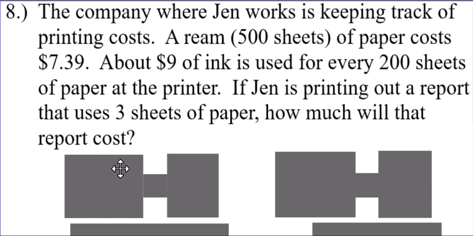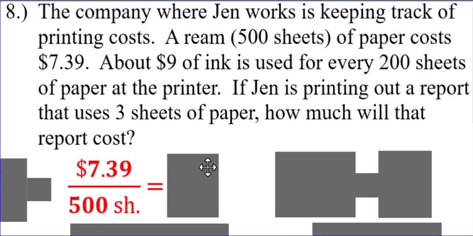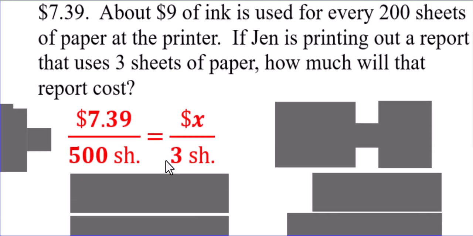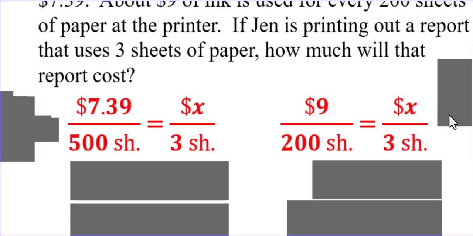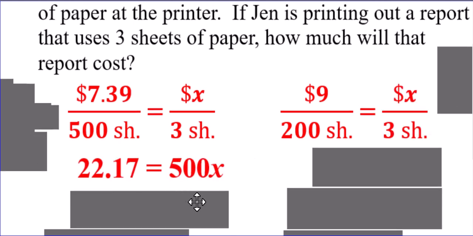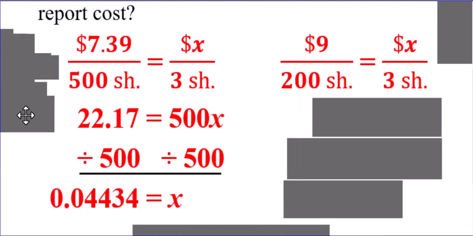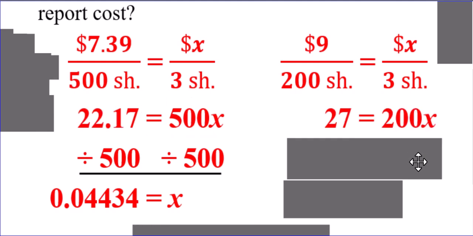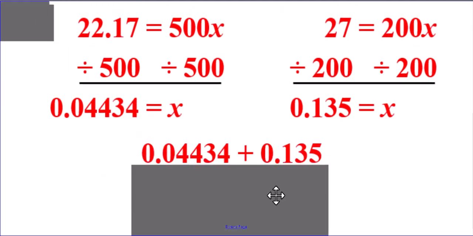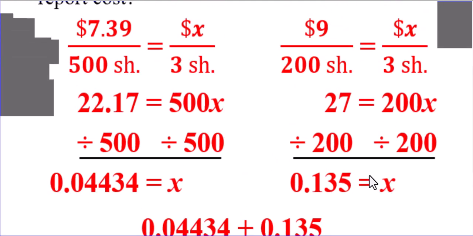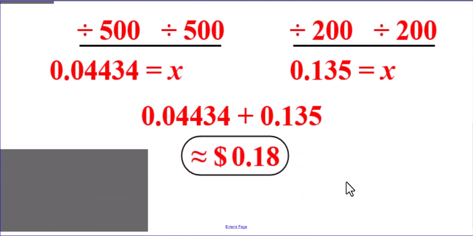For those of you who did proportions, 7.39 over 500 equals x over 3 because it's 3 sheets of paper. And for the ink, $9 over 200 sheets equals x over 3. Cross multiply. Divide by 500 for this side, and that's going to give you this. Do not round that. Over here, cross multiply, divide. You get this. Do not round. Add them together. Now, you don't have to multiply by 3 because we already used x over 3 in our proportion, so that's already been covered. Now you round to the nearest cent, and you get about 18 cents.